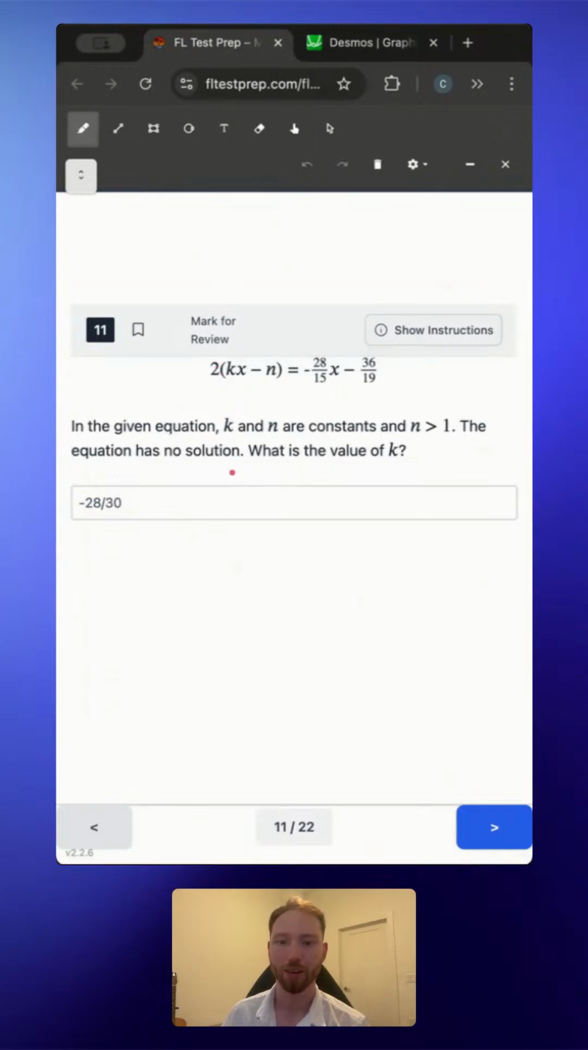All right, so let's give this one a shot. So what you want to go ahead and do is, why did they say that there's no solution? That's a little strange. So if there's no solution, what does that mean? Well, when two lines have no solution, they're parallel lines, right? They never intersect. And what do I know about parallel lines? Well, parallel lines have the same slope.